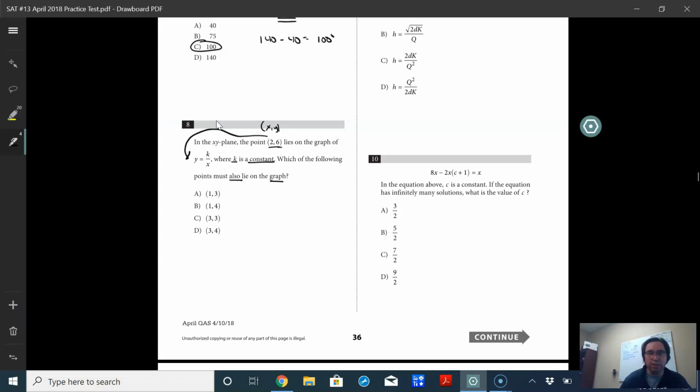So if k is a constant, then we know that if y equals k over x, then k is going to be, because we have to multiply by x here to get rid of this, k is going to be equal to xy. So we're looking for something that is the same. If k equals xy, that means 2 times 6, because x equals 2, y equals 6. So 2 times 6 is going to give me 12. Well, which other one of these gives me 12? So 1 times 3 is going to give me 3. 1 times 4 is going to give me 4. 3 times 3 is going to be 9. 3 times 4 is going to be 12. So the answer choice on this one is D.